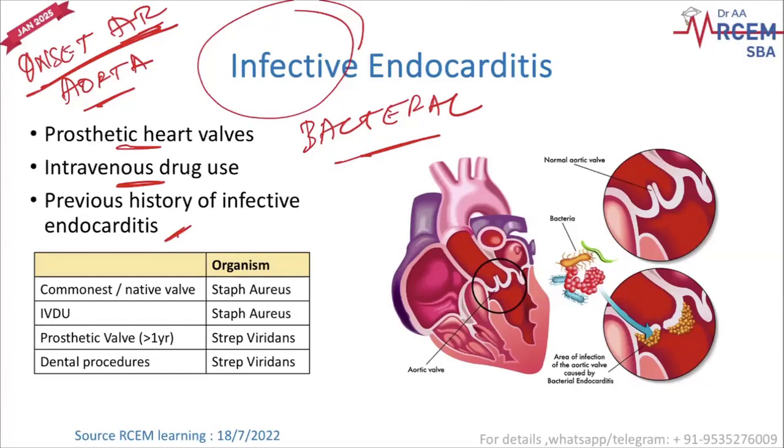What are the common organisms? Most of the time, in someone with a native valve who doesn't have any prosthetic valve, it's Staph aureus. If it's an IV drug abuser, it is also Staph aureus. If there is a prosthetic valve and the placement of the prosthetic valve was more than 1 year ago, then the organism changes. The most common organism becomes Strep viridans. If the infective endocarditis came after a dental procedure, then Strep viridans becomes the more common one.